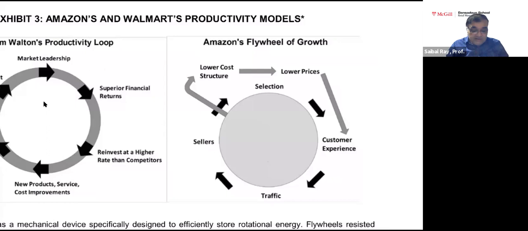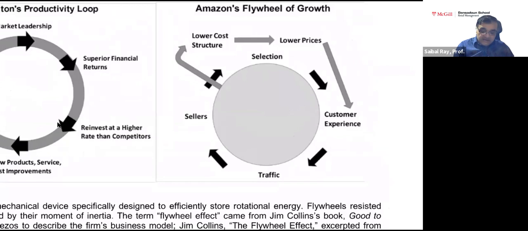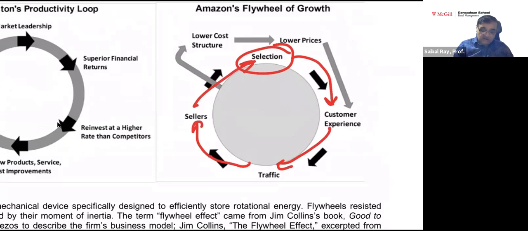Okay, yeah, now it's working. So this issue of selection is very important for Amazon because the more the selection, the better the customer experience, which brings in traffic, which brings in sellers, and more sellers means more selection. And once there is a lot of selection and a lot of traffic, because of the volume you get lower cost, which means lower prices, and that creates an even better customer experience.